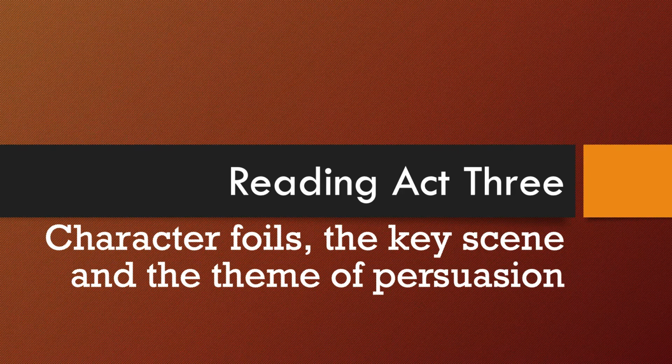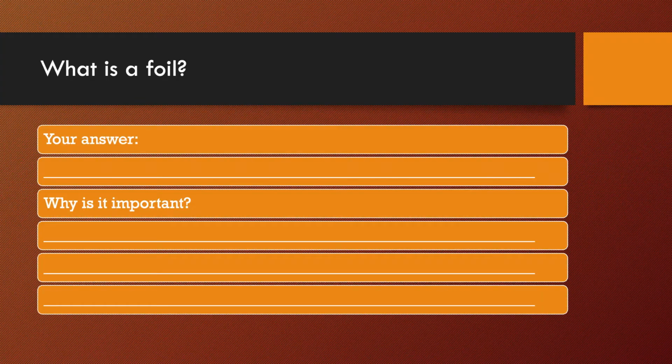When you've read Act 3, the areas of focus are foils, the key scene, and the theme of persuasion. So let's look at that just now. First of all, what is a foil? Well, a foil in drama is when you have two characters and they'll be foils of each other if they are very similar in a lot of ways and they've got things in common, but they're also very, very different, or they choose different paths.